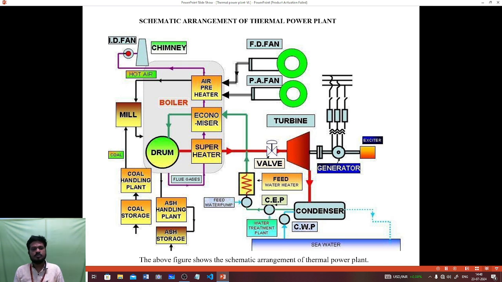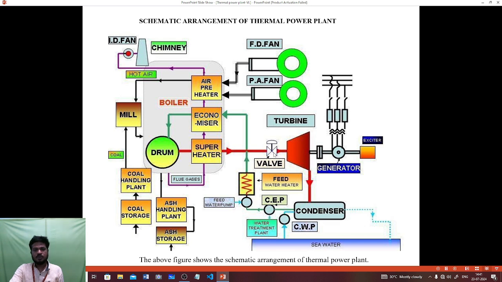In the boiler, there is a drum. The drum contains water which is heated by the gases from the coal. In this, there are a superheater, economizer and preheater in the boiler, which are used for reheating the steam. When the steam is superheated, it is sent through a valve, and that valve is used to operate the turbine. If we close the valve, there is no supply to the turbine.